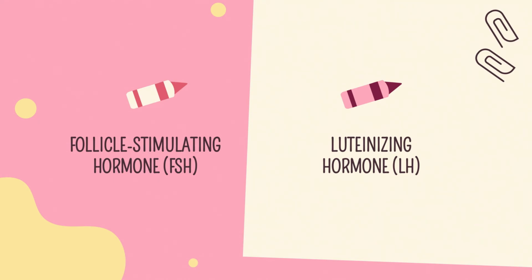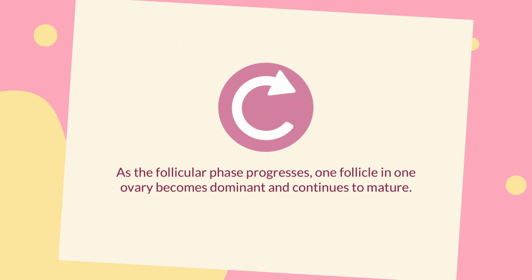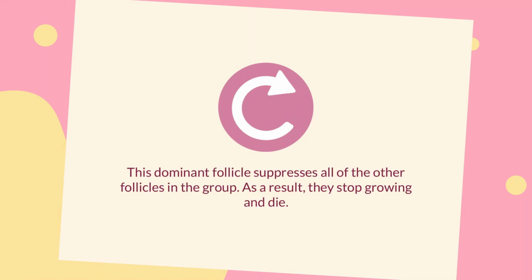These hormones stimulate the growth of about 15 to 20 eggs in the ovaries, each in its own shell, called a follicle. These also trigger the increase of the production of the female hormone estrogen. The follicular phase progresses. One follicle in one ovary becomes dominant and continues to mature. This dominant follicle suppresses all of the other follicles in the group. As a result, they stop growing and die. The dominant follicle continues to produce estrogen.